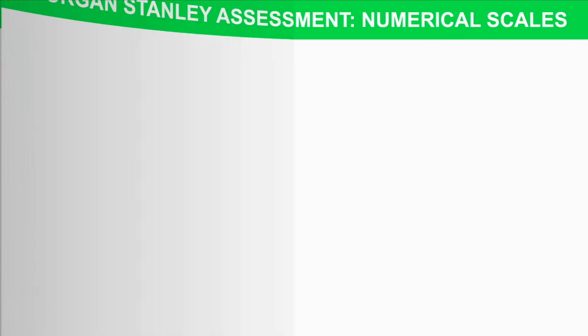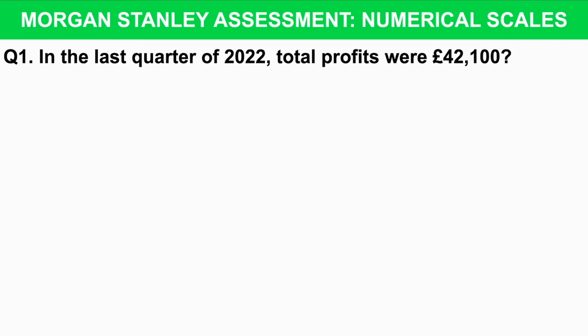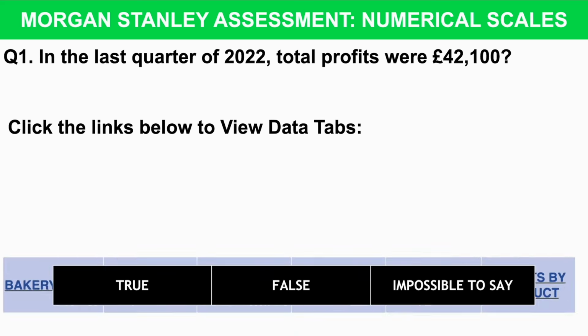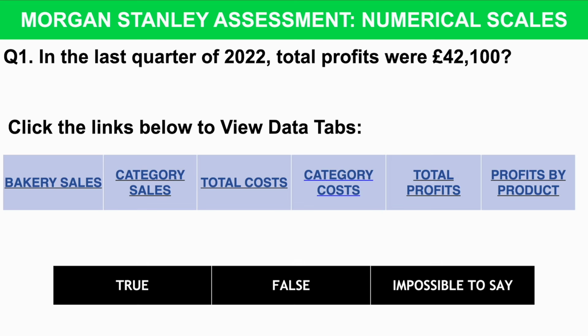So let's take a look at an example numerical reasoning question. So the statement or the question could be, in the last quarter of 2022, total profits were 42,100. You have to validate whether that is true, false, or impossible to say. And to start with, you'll be presented with these 6 data tabs. Now, if you've ever used Microsoft Excel or Google Spreadsheets or something like that, you'll be very familiar with tabs, because essentially that is what this is. You have a set of data tabs, and you click a tab and it opens a separate sheet full of numerical data. So the first thing that you need to do is determine which tab you need to click on.